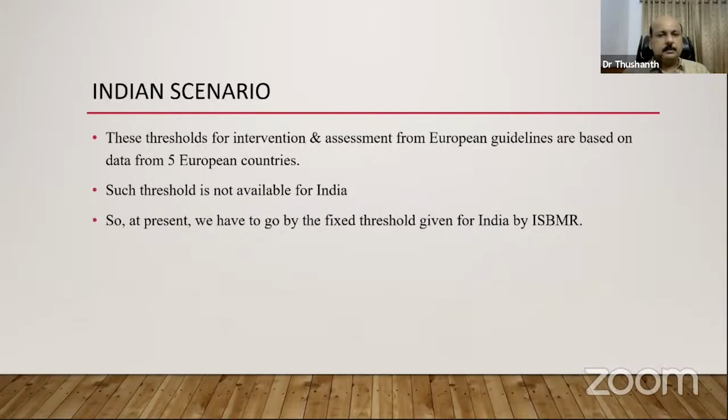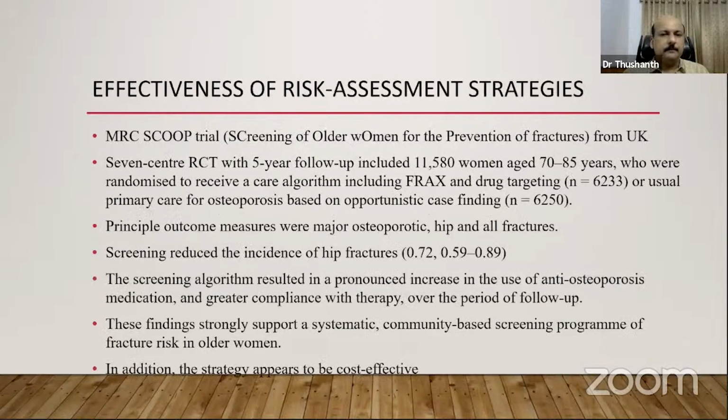So the Indian scenario is that we don't have thresholds, because these thresholds are basically based on data from 5 European countries. But in India, we don't have such a threshold which is available. So at present, I think we'll have to go by the fixed threshold given by the ISBMR guidelines for India. And this is one study in which they looked at the effect on the risk assessment strategies, and it was found that screening a population can help in reducing the hip fracture incidence. I'm not going into much of the details because of the lack of time.